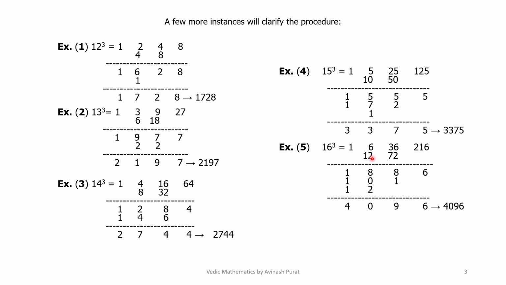6 plus 12 is 18, so 8 is written down and 1 is taken to the left. Now the grand total: 6, 8 plus 1 is 9, 8 plus 2 is 10, 0 is written down and 1 is taken to the left. So 1 plus 1 plus 1, that is 1 plus 3 ones, so 4. So 4096, that is the cube of 16.